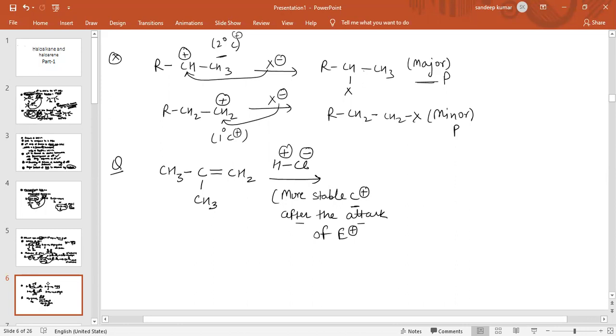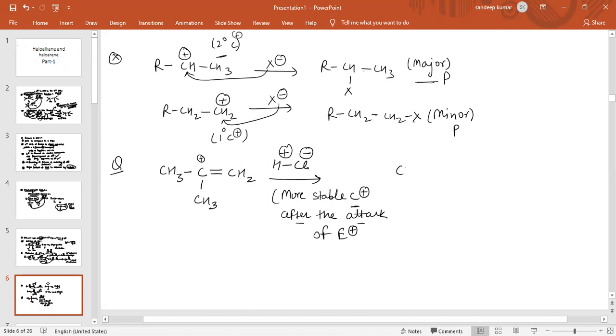See, if the positive charge is on this carbon atom, then it is 1, 2, 3. So the nearest neighbors of this carbon are 3, so it is a 3-degree carbocation. Therefore electrophile will attack on this carbon, because when electrophile attacks on this carbon atom, a 3-degree carbocation is formed. See, if this pi bond breaks in such a way that the electrophile attacks at this carbon, then the positive charge will be on this carbon atom. So this is a 1-degree carbocation. So more stable carbocation is which one?